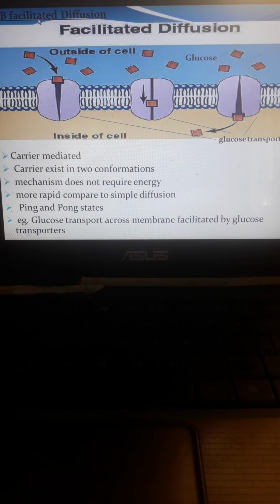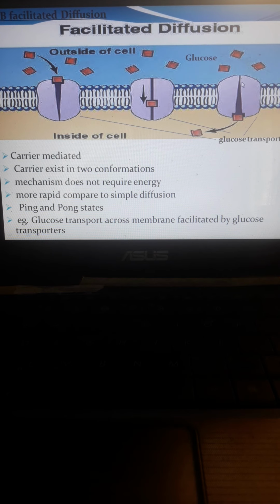Next, facilitated diffusion. Facilitated diffusion is carrier mediated. It is the movement of particles from higher to lower concentration, facilitated by a carrier known as a protein. The carrier exists between two conformations. Okay, there is opening and closing of the carrier. Once the biomolecule, for example glucose, comes, the carrier is the glucose transporter. This is a protein. All transporters are proteins. So there exist two conformations: the opening of the carrier and then the closing of the carrier.